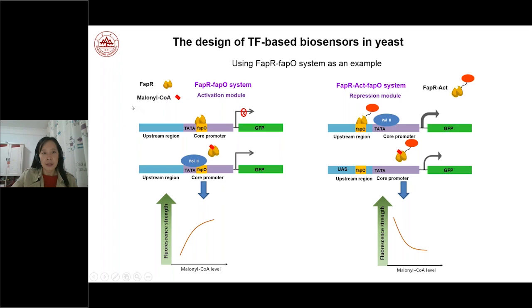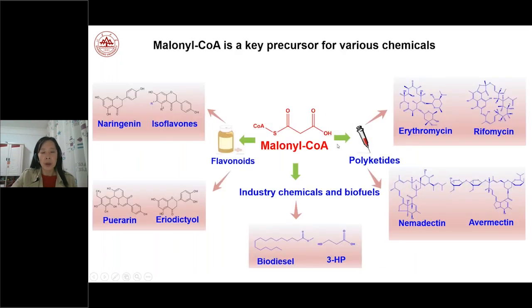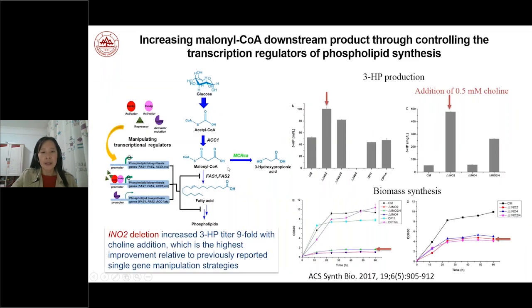The FapR-FapO system can sense the change of malonyl-CoA. As we know, malonyl-CoA is a very important precursor, and it can be used for flavonoid and polyketide production, or for fatty acid derived chemicals. However, the intracellular flux of malonyl-CoA in Saccharomyces cerevisiae is relatively low. Therefore, previously we had to use transcriptional regulation to downregulate the phospholipid synthesis and improve the downstream product.